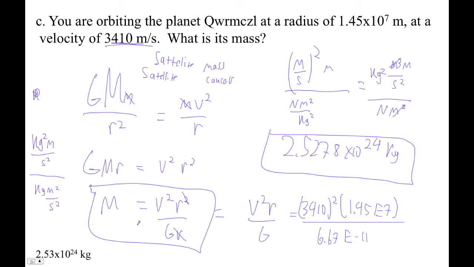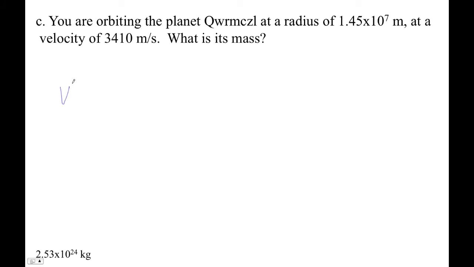Because it should end up with kilograms. I'm getting rid of the per seconds. I'm getting rid of a kilogram. I still have an extra meter though. Let's see. Newton meters squared per kilogram squared. And then that's times meters. Oh, this is really bugging me. Okay, V squared R over G somehow has the units of kilograms.